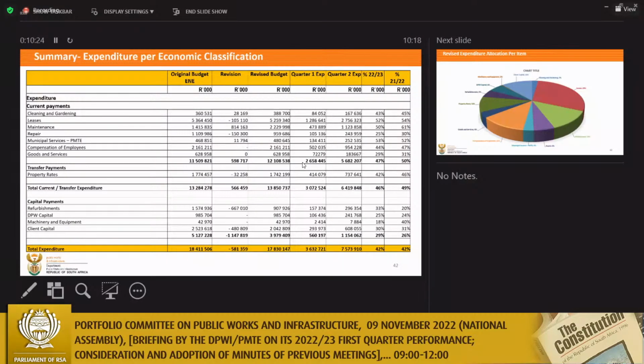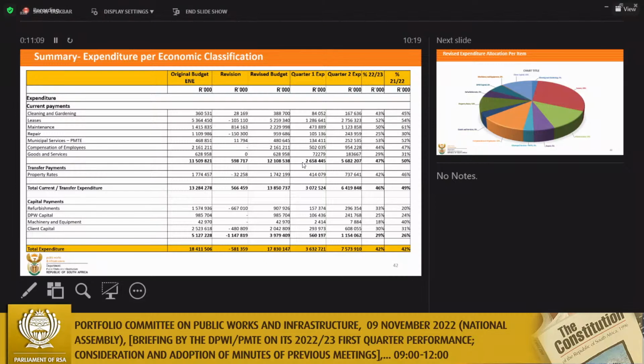The same principle, Chair, will apply, where we'll ignore the third column, which is the revision of the budget and the revised budget. So we'll stick to the original budget, the total of which is 18.4 billion, but it's categorized in 3 categories. The first one is your current payments, where we had 11.5 billion for current payments, and the total expenditure was 2.6 billion. Then to go into details under current expenditure, I'll focus more on areas of concern, Chair. But let me just go through some of the numbers.